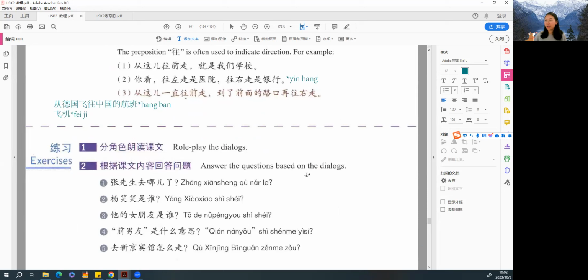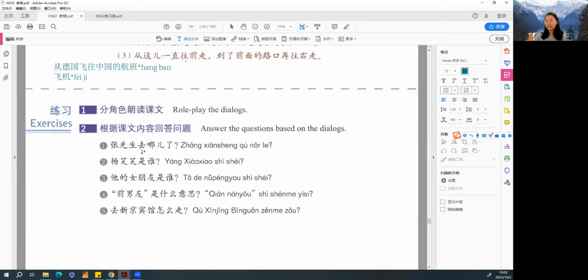All right, exercise time. We're going to answer the questions based on the dialogue in the text in lesson 13. The first is 张先生去哪儿了？哪儿 is the question word, right? Which indicates where. So where did 张先生 go? If we use the sentence in our text in our previous lesson, 张先生出去了. That's already okay. 杨笑笑是谁? 谁, who? 杨笑笑 is a name. So who is she?